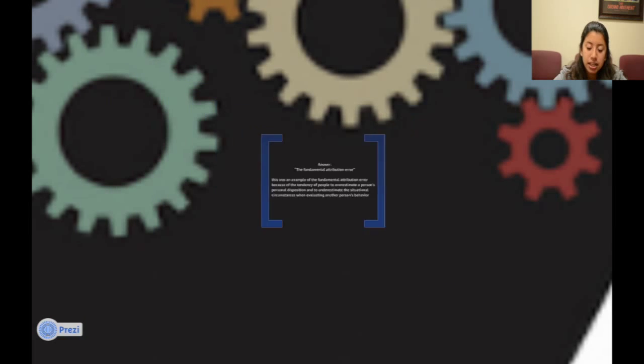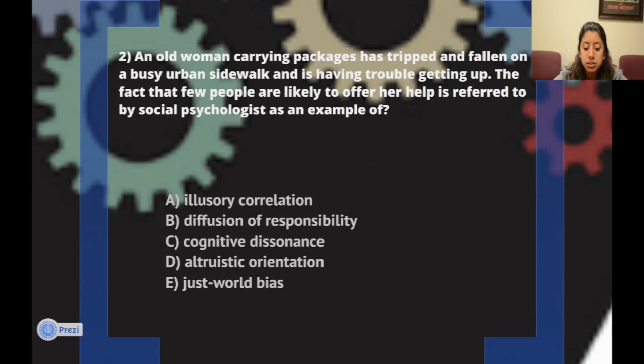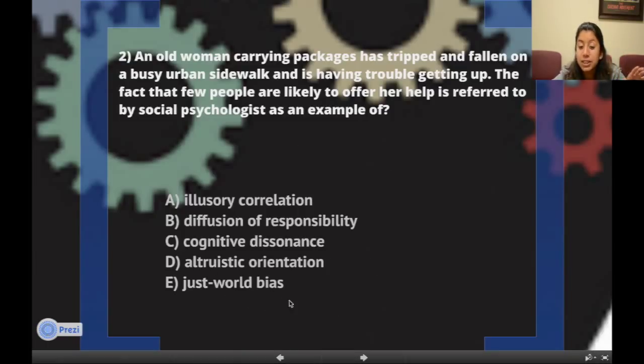Then number 2. This is something that you might see on the AP exam, not this exact same question, but the format of it, where it gives you a scenario and then asks what this is. So an old woman carrying packages has tripped and fallen on a busy urban sidewalk and is having trouble getting up. The fact that few people are likely to offer help is referred to by social psychologists as an example of illusory correlation, diffusion of responsibility, cognitive dissonance, altruistic orientation, or just world bias. So again, go back, make some flashcards that might be helpful, and think about what this might be. If you need more time to think about these questions, feel free to pause the YouTube video.